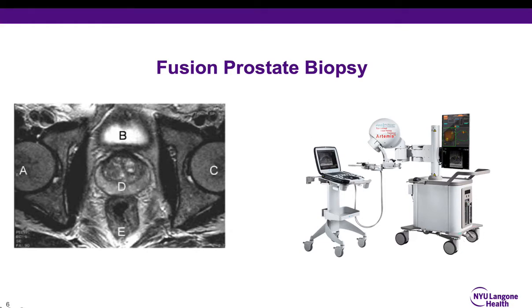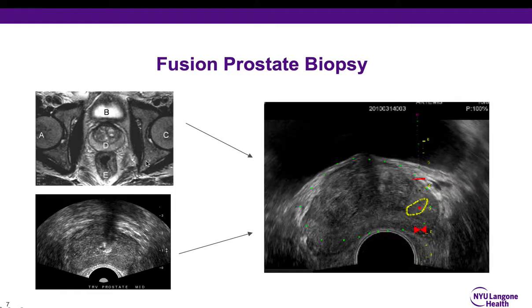So as mentioned, you can see here the MRI images, which were obtained during the prostate MRI, are overlapped with the live ultrasound images, providing us with the ability to perform a fusion prostate biopsy. This allows us to identify certain areas of the prostate which may contain prostate cancer but cannot be visualized on a transrectal ultrasound.